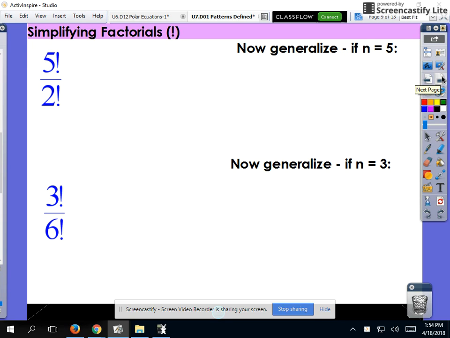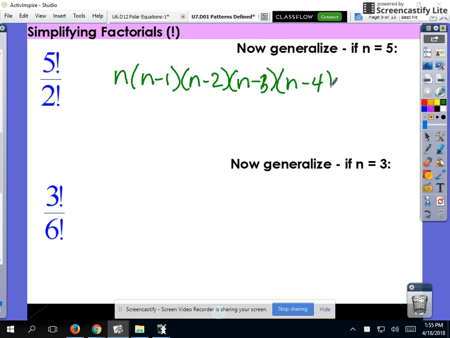But what if, so I want you to go ahead and try this out. 5 factorial and then 2 factorial. Actually, let's generalize it, with n equaling 5. So remember, 5 would be n. How do we get 4? That would be n minus 1. How do we get 3? n minus 2. We get 2 with n minus 3. And how do we get 1? That's n minus 4. And then we don't go any further.